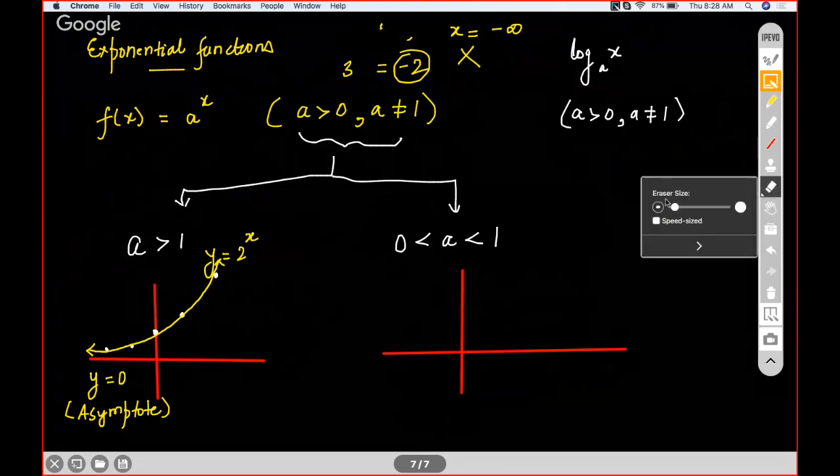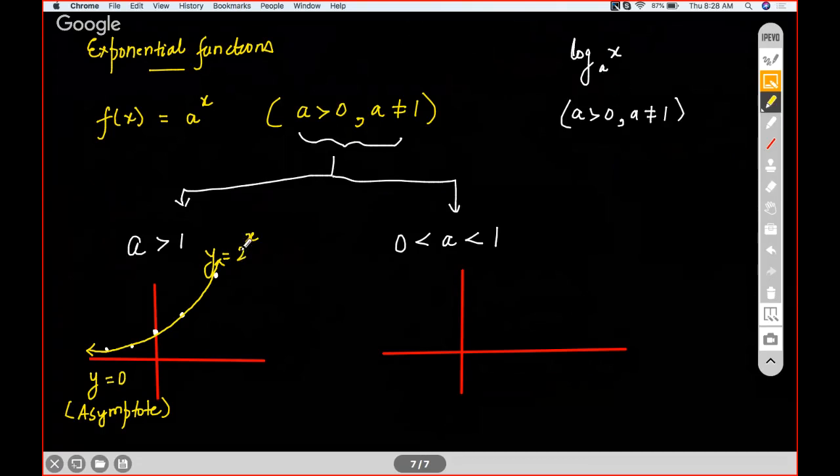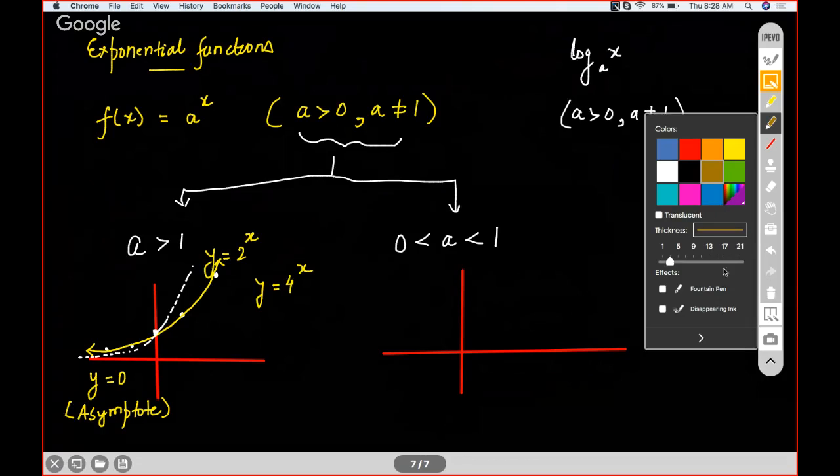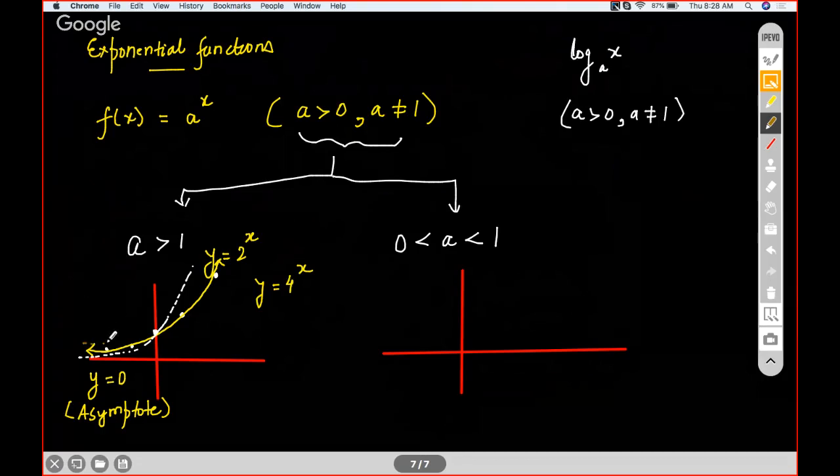What about when your a is between 0 and 1? In this also I'll ask you some questions, just like I asked you in log. What happens if I ask you y is equal to 4 to the power x? That would be y equals 2 to the power 2x. Will it be more bent like this, or will it be less bent like this? Is the answer the white graph or the green graph?